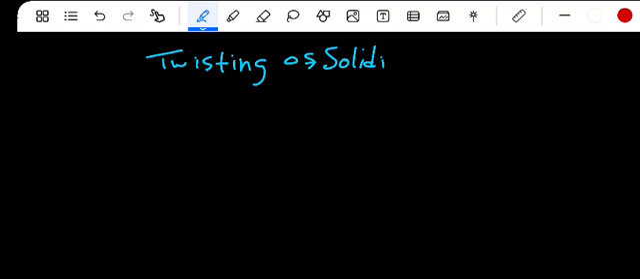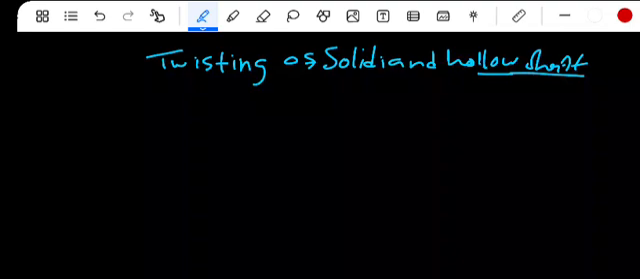In this video we'll discuss the twisting of solid shafts. There are some formulas you're supposed to know. We'll discuss twisting of solid shafts and hollow shafts, which fall under this topic, but anyway we'll focus on the solid shaft. What you're supposed to know are the formulas.